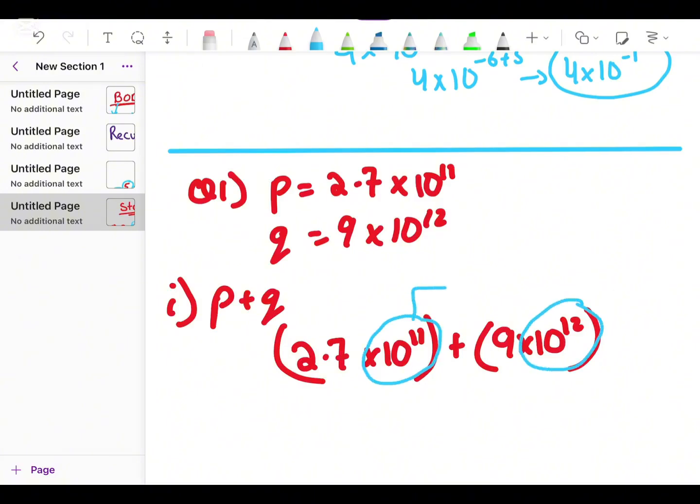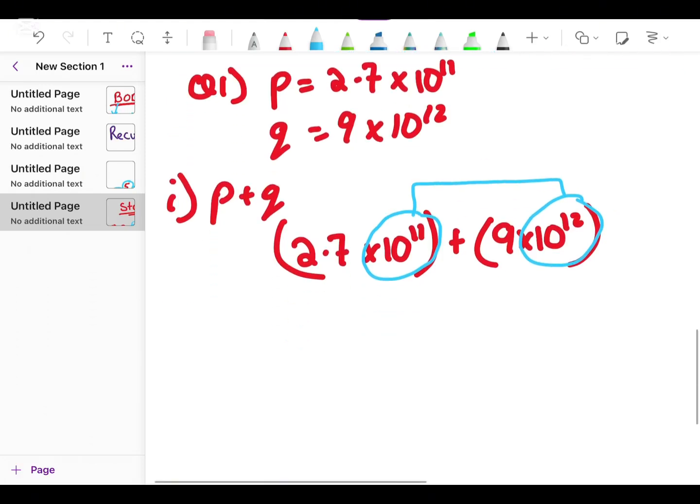When their power will be same, then you can add and subtract. Otherwise you cannot add or subtract. And remember, these types of questions come in non-calculator paper. Okay, so you have to know these rules. Okay, so now how can I make the power same in both parts of the question?